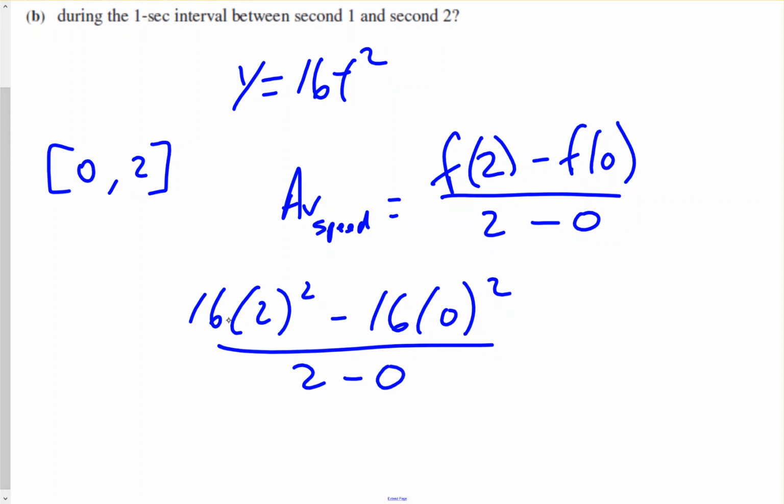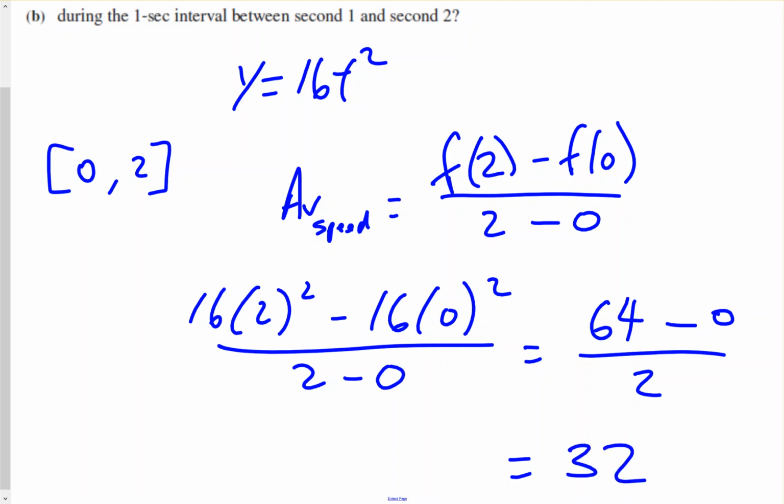2 squared is 4, times 16 would be 64. 0 squared is 0, times 16 is 0. 2 minus 0 is 2. So we end up with 64 over 2, which becomes 32. So this will be 32 feet per second.